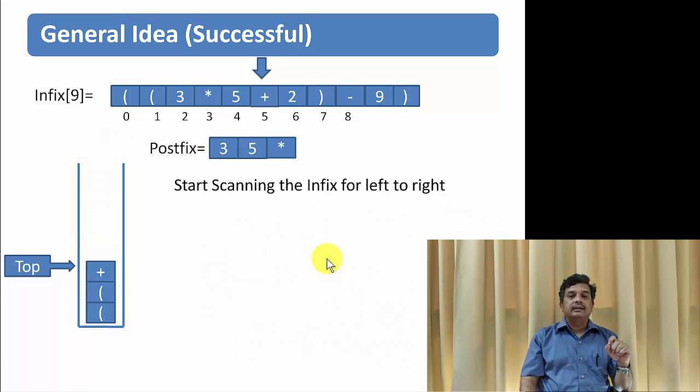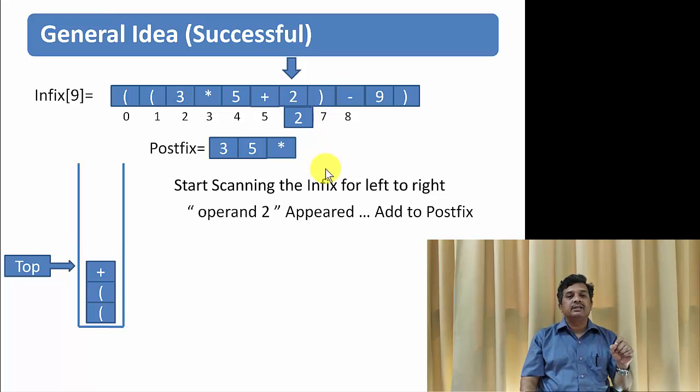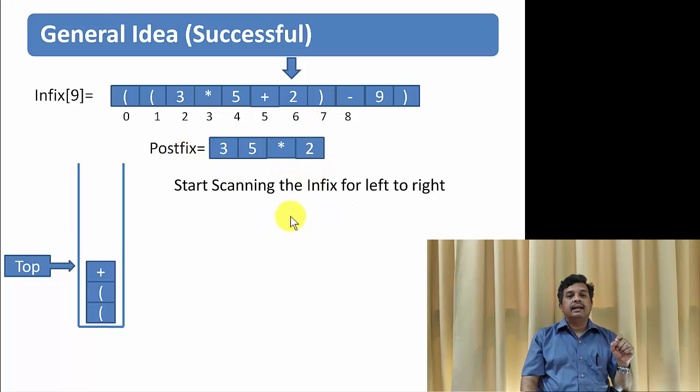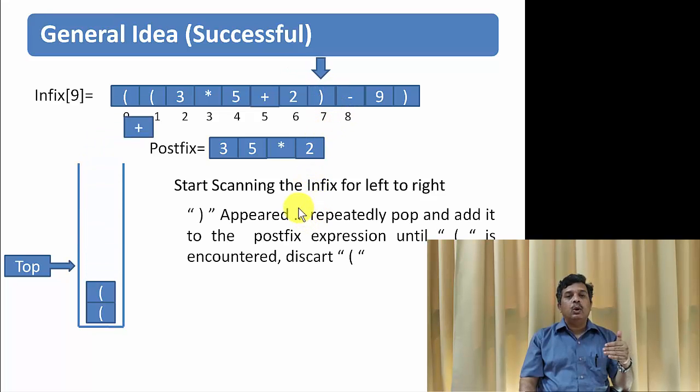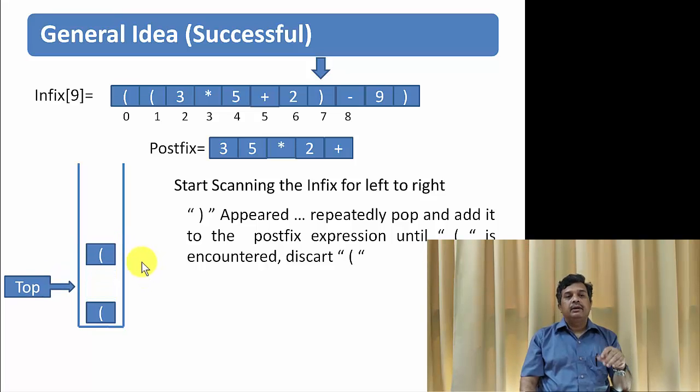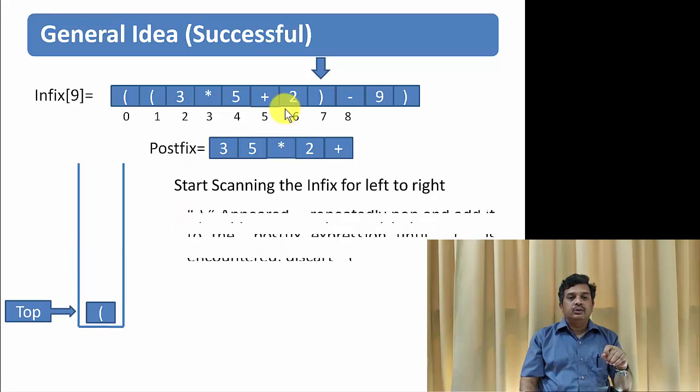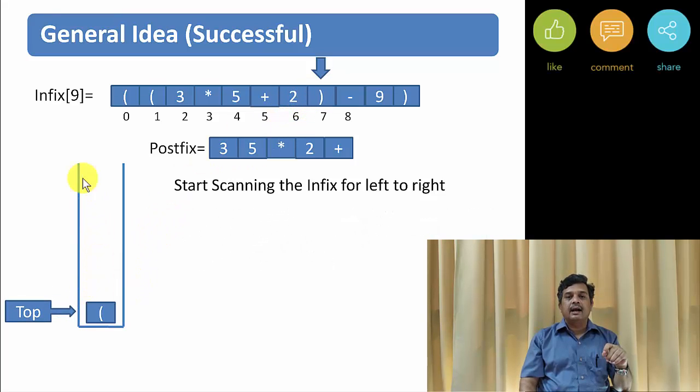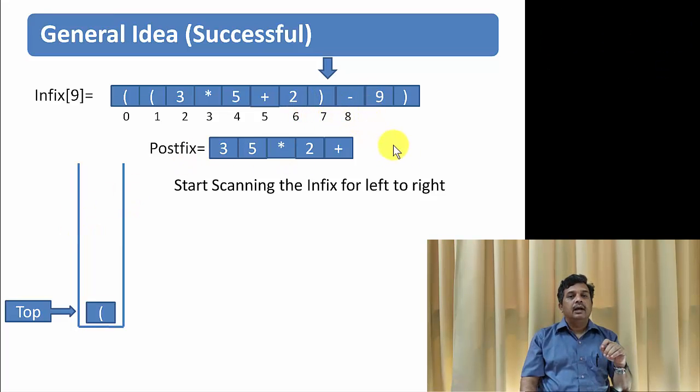Now the next character is a numeric value 2. So as usual, I'll write it in the postfix expression. The next character is a right parenthesis. So what do I have to do? I have to pop out all the operators there on the stack till the left parenthesis appears. So the left parenthesis is gone, discarded. The next character that I will be scanning is an operator minus. So I will push it onto the stack.